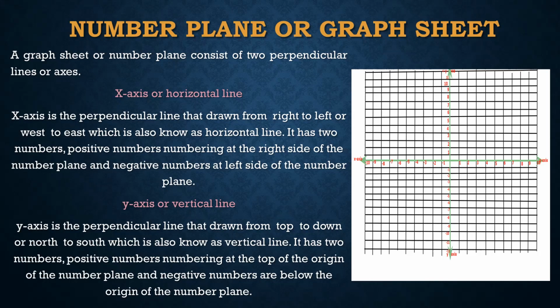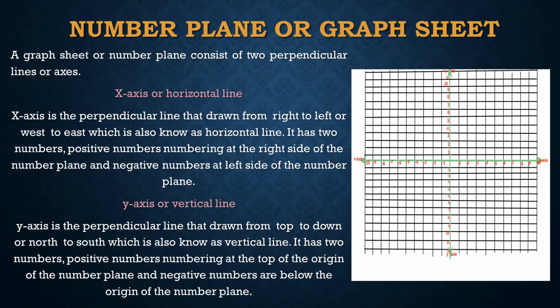The origin is where these 2 perpendicular lines meet, the vertical line and the horizontal line. The intersection of these 2 lines can be found in the middle. And this line here, what do we call it? The y-axis, or the vertical line. The top of the origin is numbered positive, and below the origin is numbered negative, the opposite of the positive numbers.